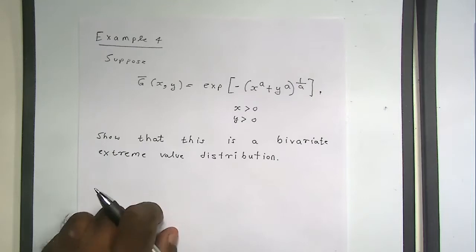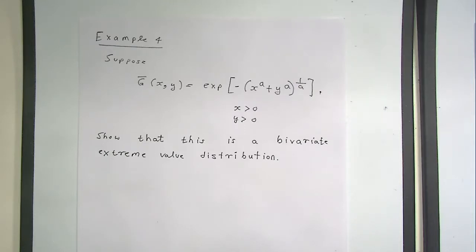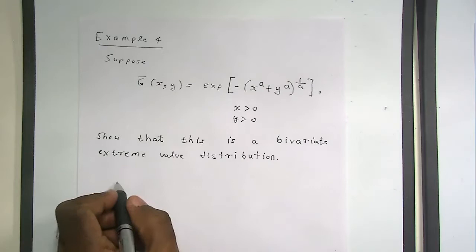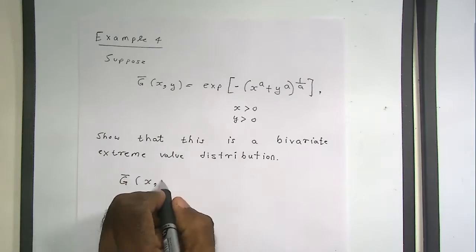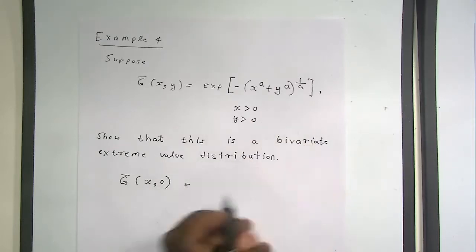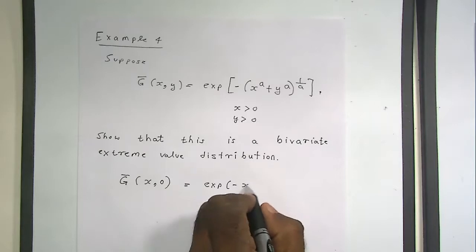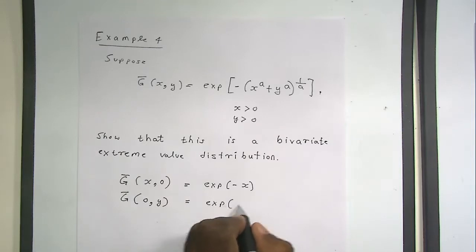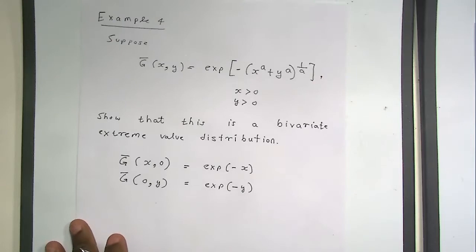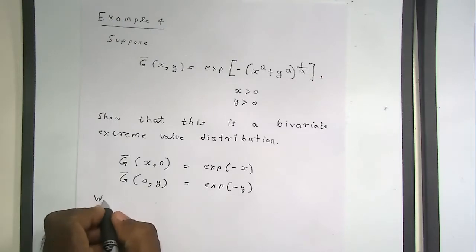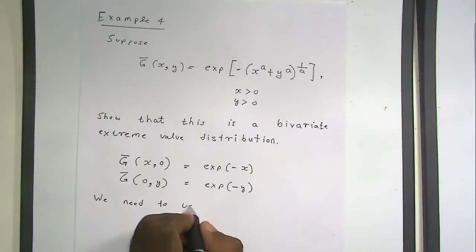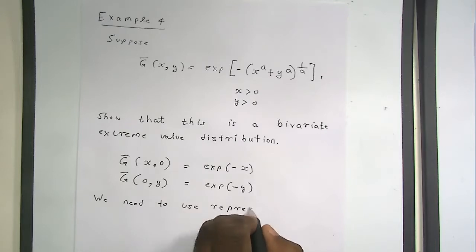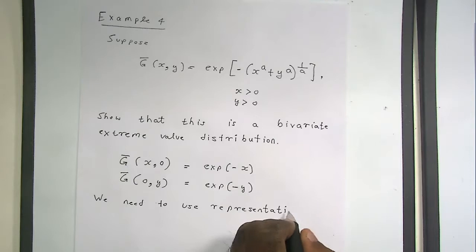This is one of the questions in the problem sheet. First of all we need to decide which of the 4 or 5 representations to use. To do that, you need to work out the margins. You can see from above, if you put y equal to 0 in here, you will get exponential of minus x. And if you put x equal to 0, you get exponential of minus y. So the marginals are exponentially distributed, so we need to use representation 4.